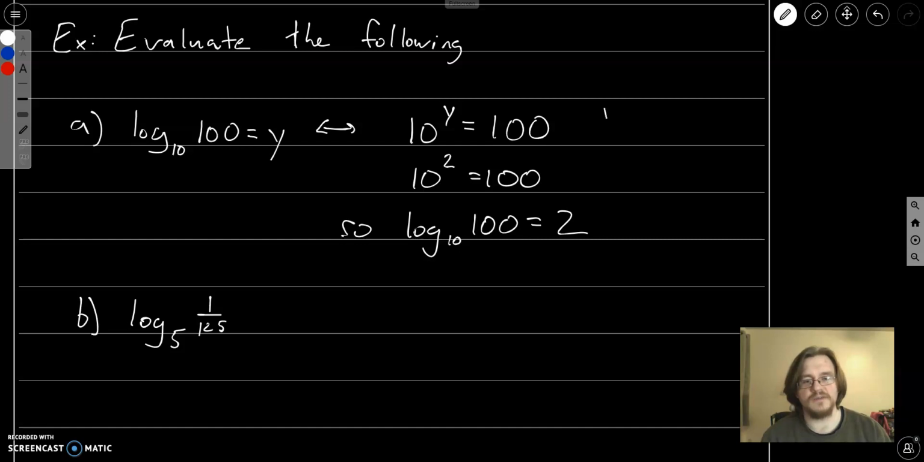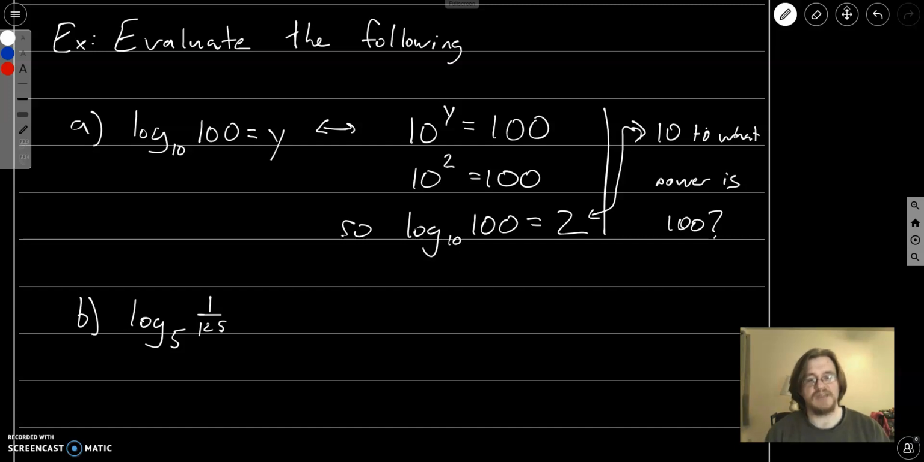So another way to phrase this is 10 to what power is 100? And the answer is 10 to the second power is 100.